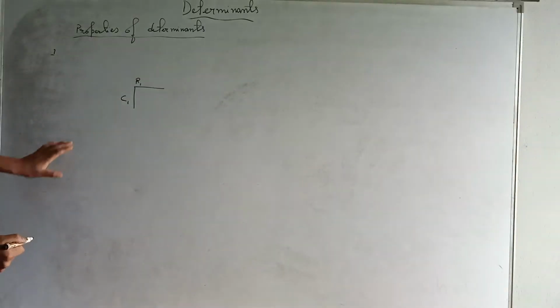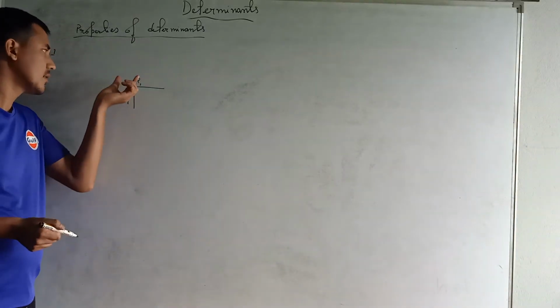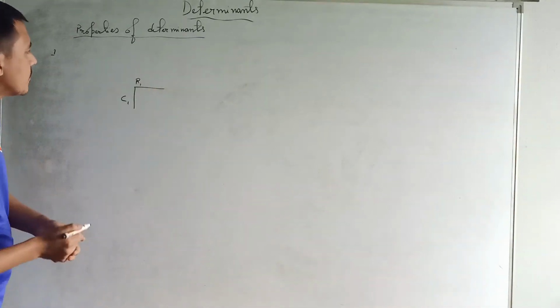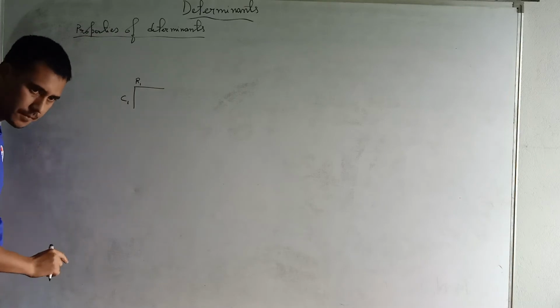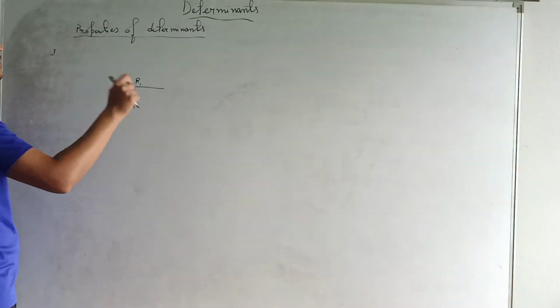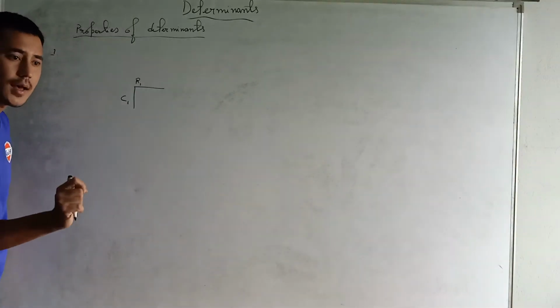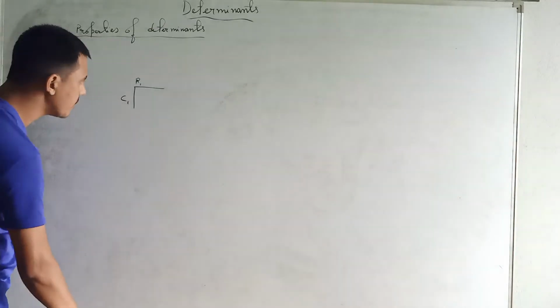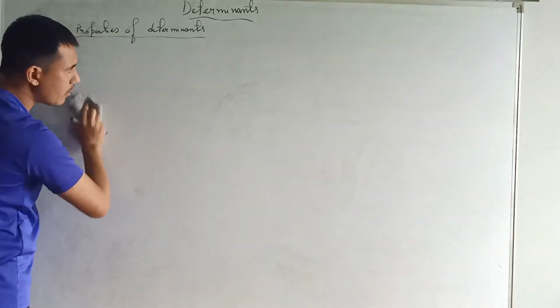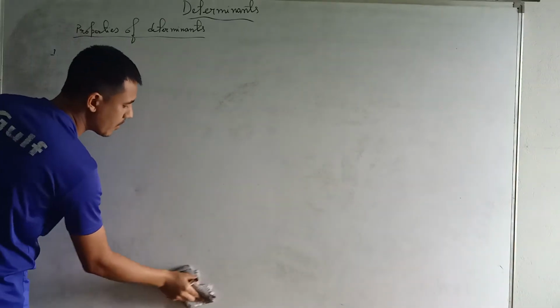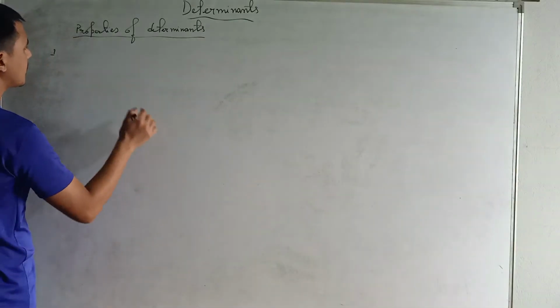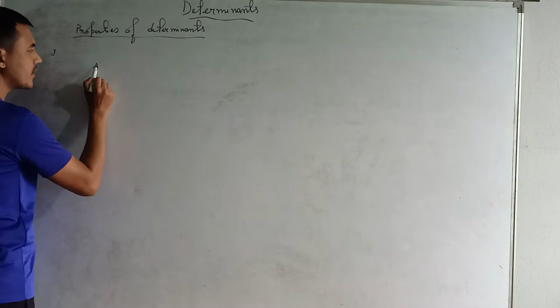So, in a given determinant, even though you exchange a row and a column, the value of the determinant still remains unchanged. Is it okay? So the value of the determinant remains unchanged even if a row and a column are interchanged. Are you following that? So let me give an example.